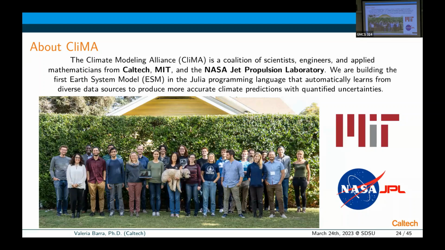This model wants to learn from diverse data sources that can be observational or also computational, to produce more accurate climate predictions with quantified uncertainty. Here's a picture of a recent project meeting.